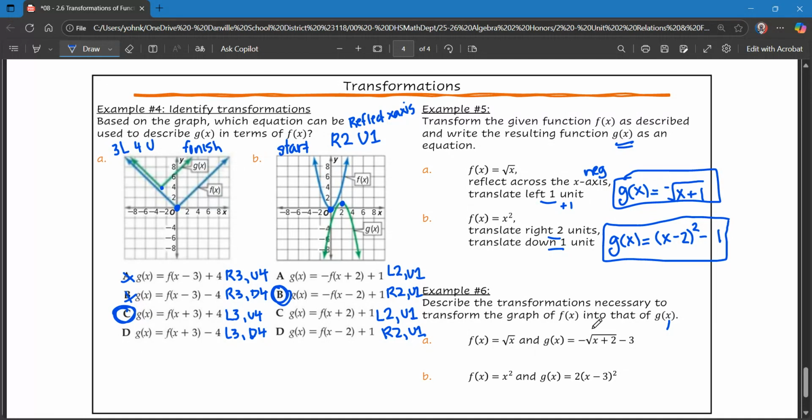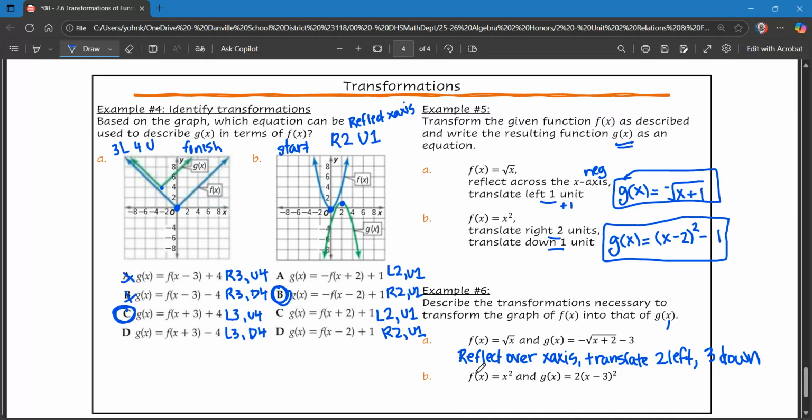So notice first there's a negative on the outside. A negative on the outside means to reflect over the x-axis. Make sure you tell me if it's x-axis or y-axis. The +2 on the inside means that you're going to translate 2 to the left. And the -3 on the outside means you're going to go 3 down. So reflect over the x-axis, translate 2 left and 3 down.